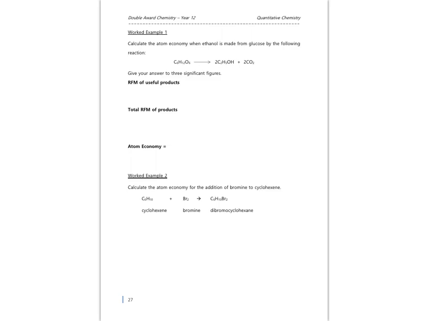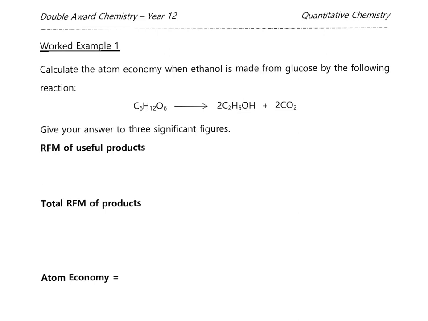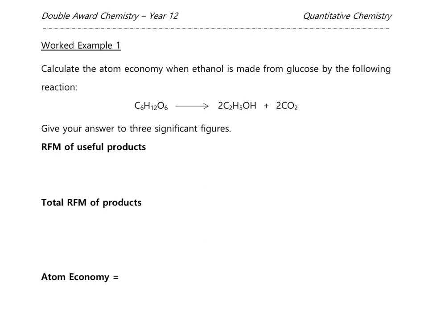So if you turn over to page 27, we're going to have a look at that reaction of glucose undergoing fermentation to ethanol and carbon dioxide. What you need to do is work out the RFM of your useful products, work out the total RFM of your products, and then work it out as a percentage. It's actually really, really straightforward.